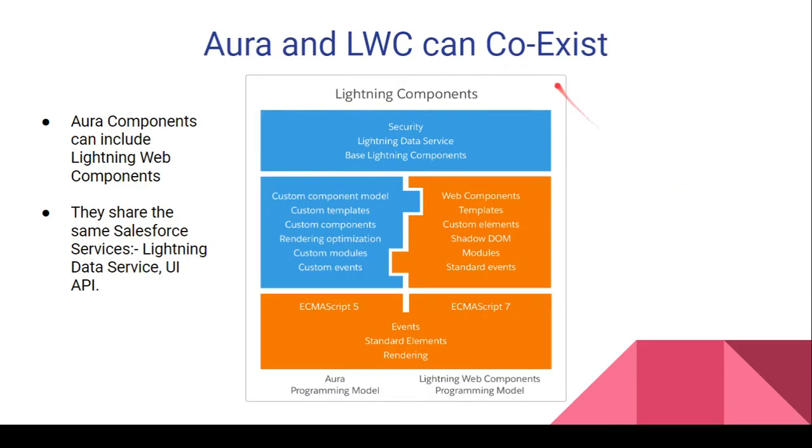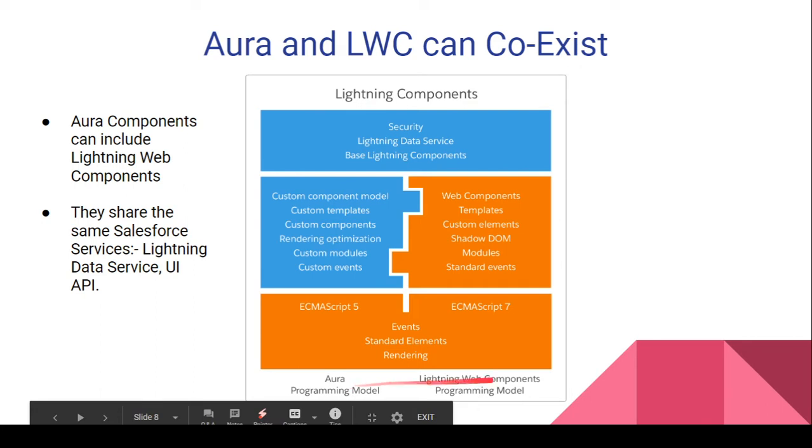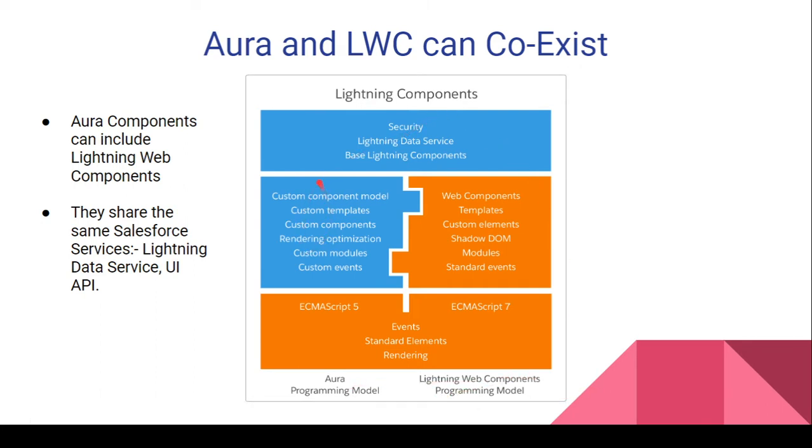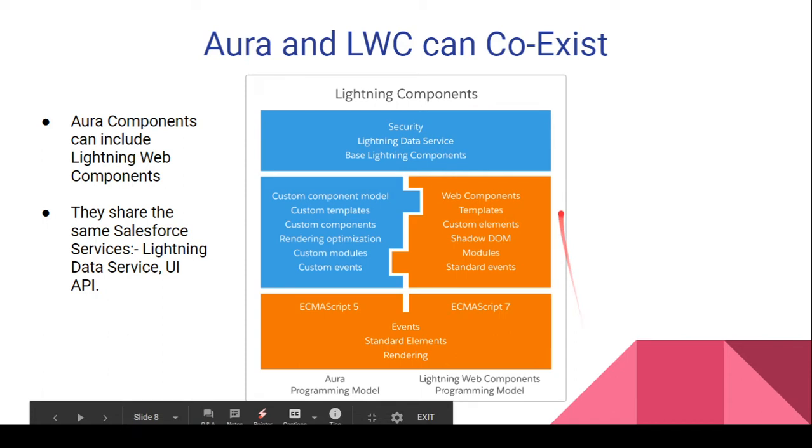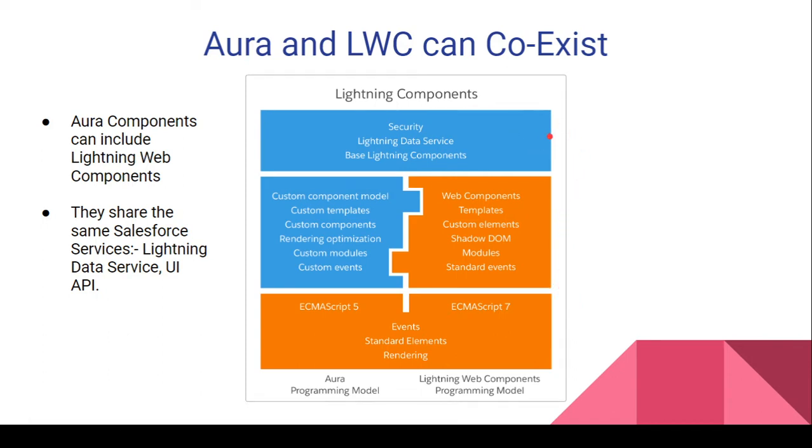The good thing with LWC is that Aura and LWC can coexist. So Aura components can also include Lightning Web components as well, and they share the same Salesforce services, that is Lightning Data Service and UI API. So as you can see here, here we have the Aura programming model, and here we have the Lightning Web component programming model. So all those things that were a part of framework, apart from the top three, which is Salesforce specific, all those things are now a part of the web standards, which are being used in LWC, and only this particular thing is a part of the Lightning Web component framework.